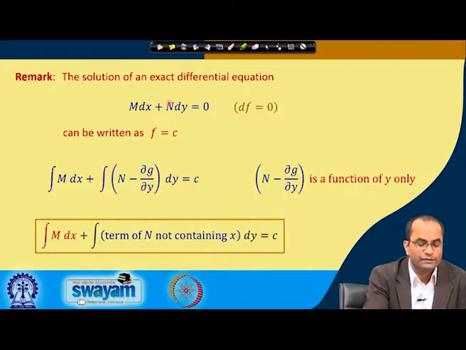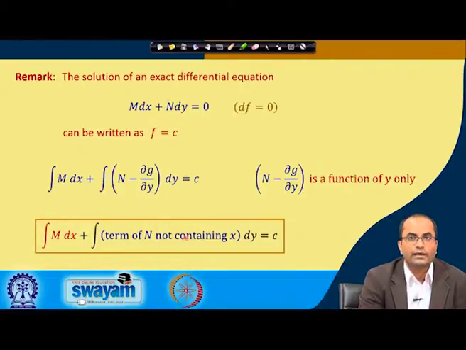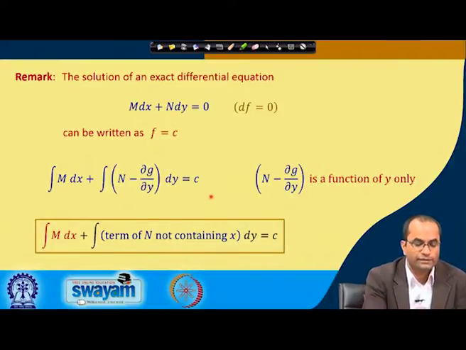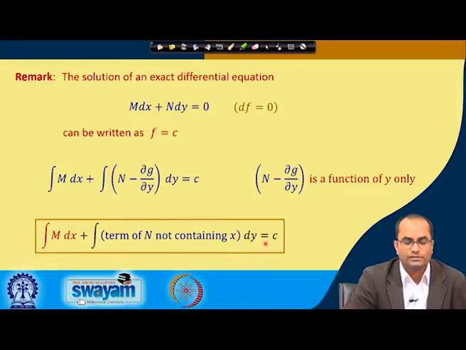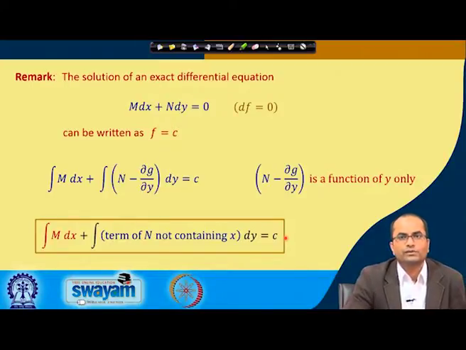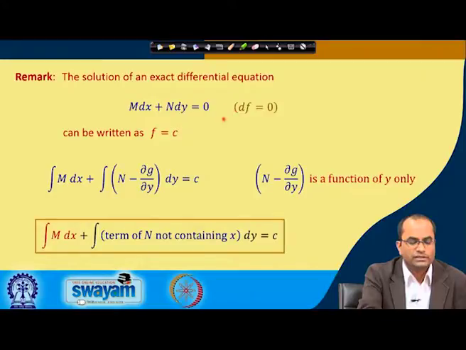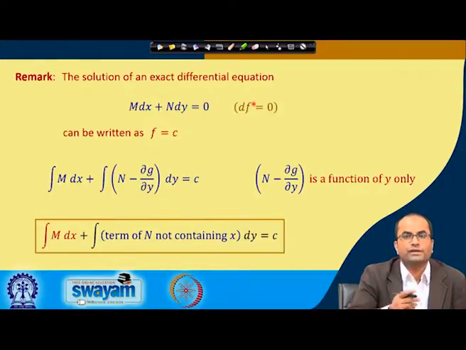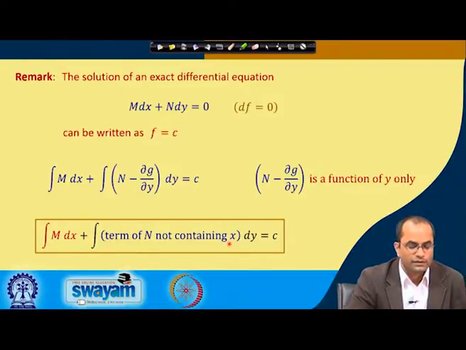So, the terms of N that we take are those not containing x, meaning the terms of N which contain only y. There should not be x here. So, only the terms of y if we take from N and integrate, that is exactly the solution of the given differential equation. We will see in the example that one can use this direct trick as well, but there is no need, because once we know that the equation is exact, we just have to find a function whose differential is this, and there is another systematic approach which works to get this F. So, we don't have to use this direct formula in that case.